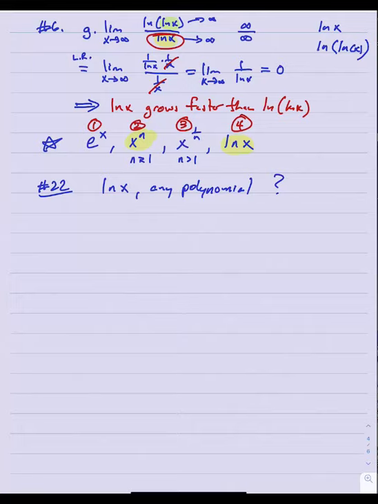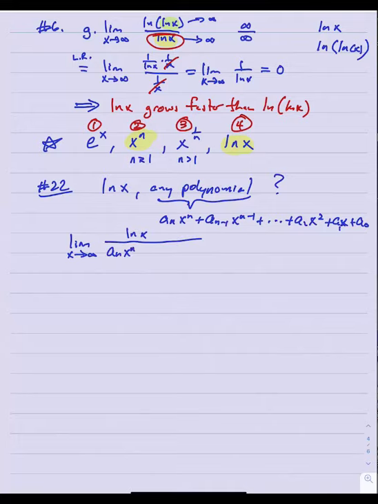All right, so what do I need to write down here to compare these two? Well, what do I mean when I say any polynomial? I mean an arbitrary polynomial of arbitrary degree. So let's say a sub n x to the n plus a sub n minus 1 x to the n minus 1 down to some x squared term, some x term, let's say a sub 1 x, and then some constant term a sub 0. And so what I want to do is take the limit of the ratio of ln of x to this general polynomial. And of course, both are growing without bounds, so I can apply L'Hopital's rule.